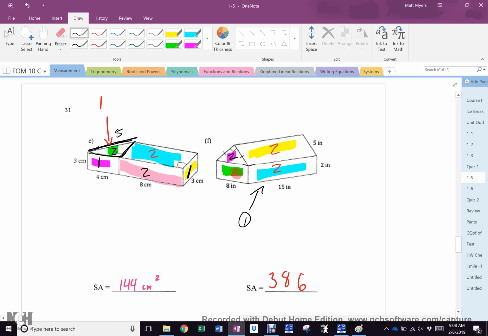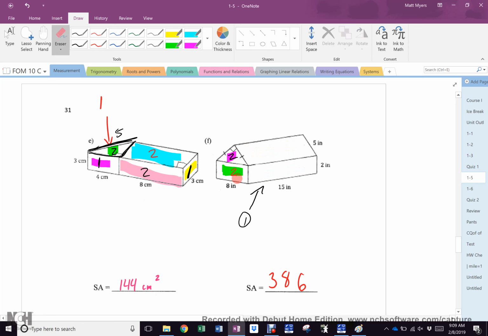Rectangle, rectangle, rectangle. Add it times 2. Add 8 times 15. Triangle. Since this is 90 degrees, these are both 5. 5 times 5 is 25. Divided by 2 is 12 and a half. Times 2, because there's 2 of them, is back to 25. Hell yeah.